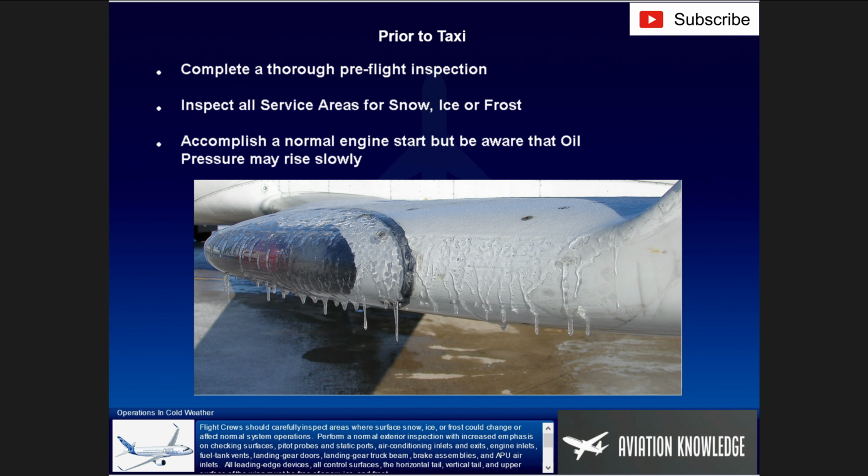Flight crews should carefully inspect areas where surface snow, ice, or frost could change or affect normal system operations. Perform a normal exterior inspection, with increased emphasis on checking surfaces, pitot probes, and static ports, air conditioning inlets and exits, engine inlets, fuel tank vents, landing gear doors, landing gear truck beam, brake assemblies, and APU air inlets. All leading-edge devices, all control surfaces, the horizontal tail, vertical tail, and upper surface of the wing must be free of snow, ice, and frost.